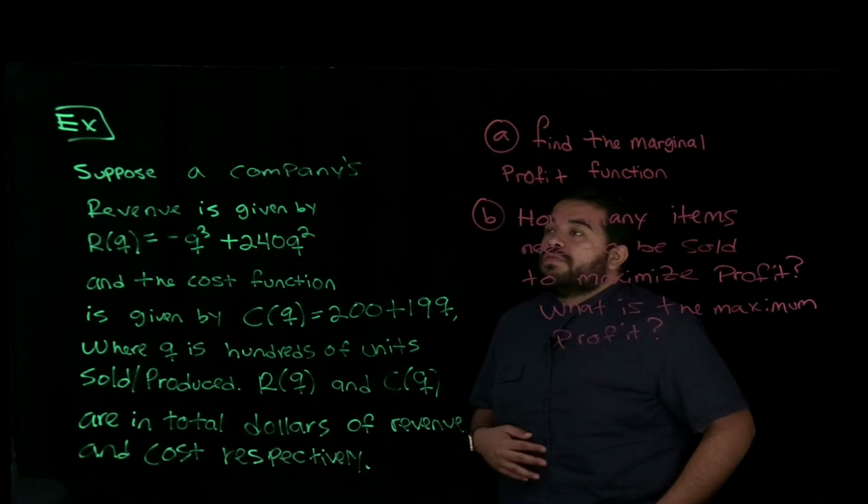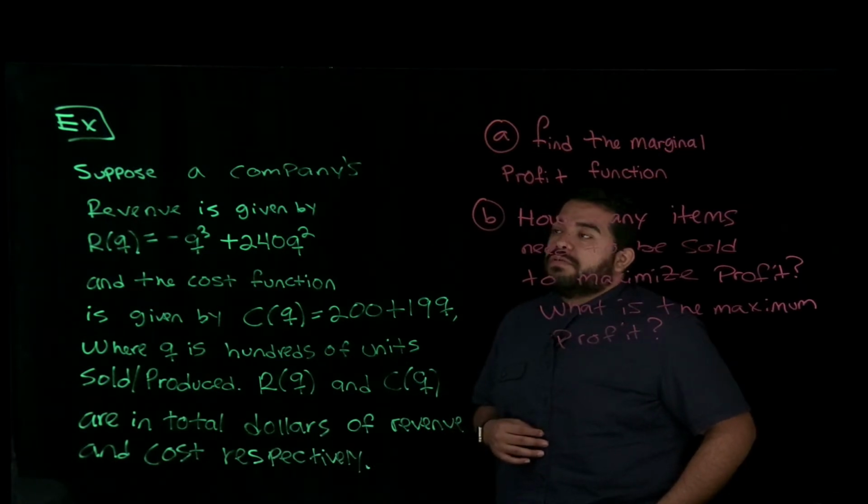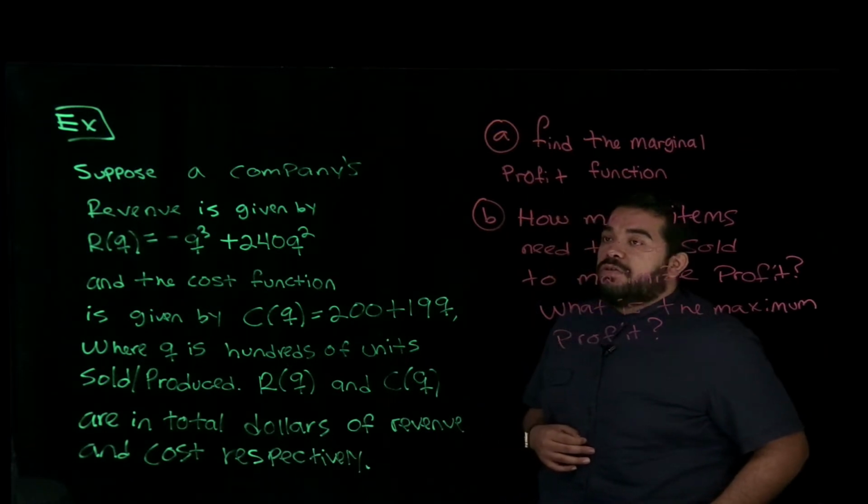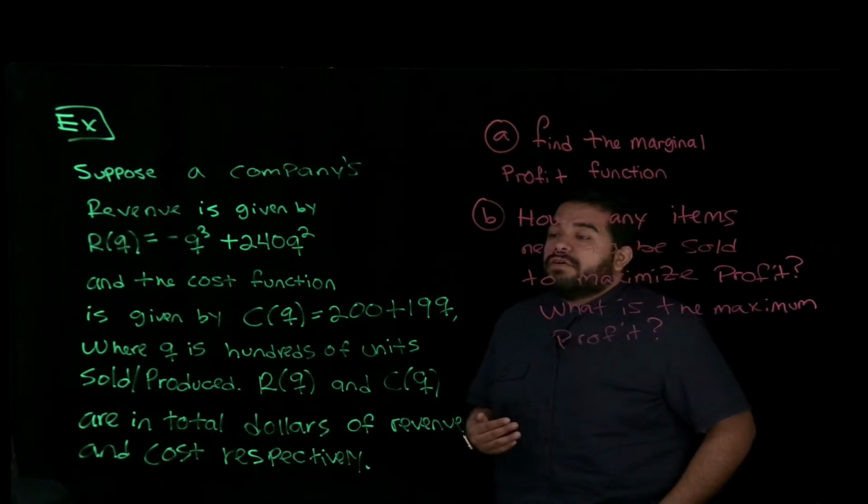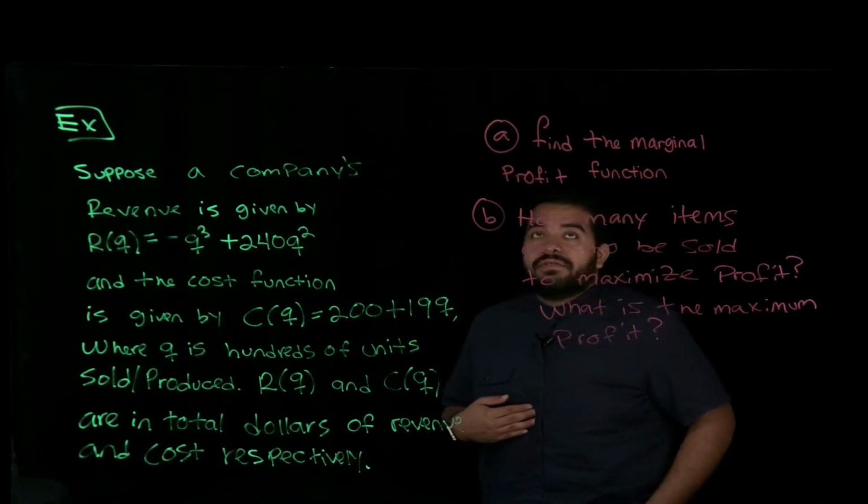Suppose a company's revenue is given by R of Q equals negative Q to the third power plus 240 Q squared. And the cost function is also given, and that is C of Q equals 200 plus 19Q, where Q is hundreds of units sold or produced, and R of Q and C of Q are in total dollars of revenue and cost respectively.